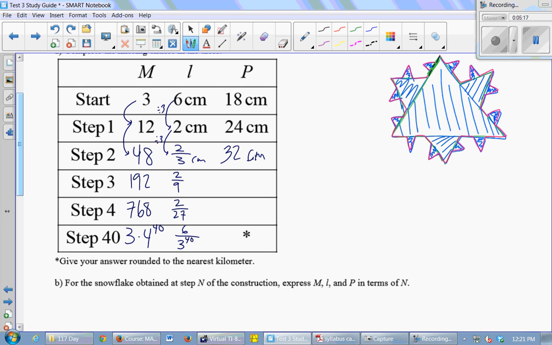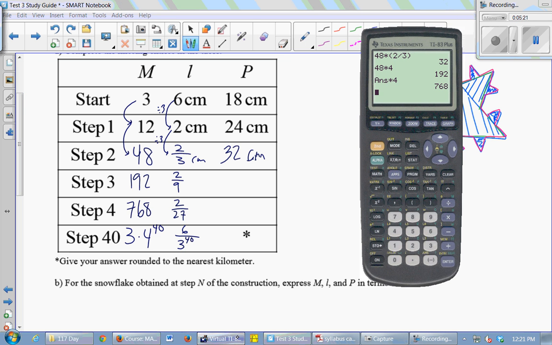All right, and then my perimeter is the number of sides times the length of each side. So 192 times 2/9, 42 2/3, 768 times 2/27, 56 8/9.